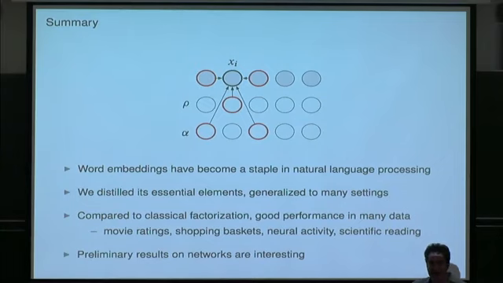Compared to classical factorization, I didn't show you all the tables. In a real computer science talk, there would be lots and lots of tables. There's good performance on many data sets. When we compare this to factor analysis and exponential family PCA across data sets, we get the same kind of results as in the table that I showed you. And I think the preliminary results on networks are interesting.